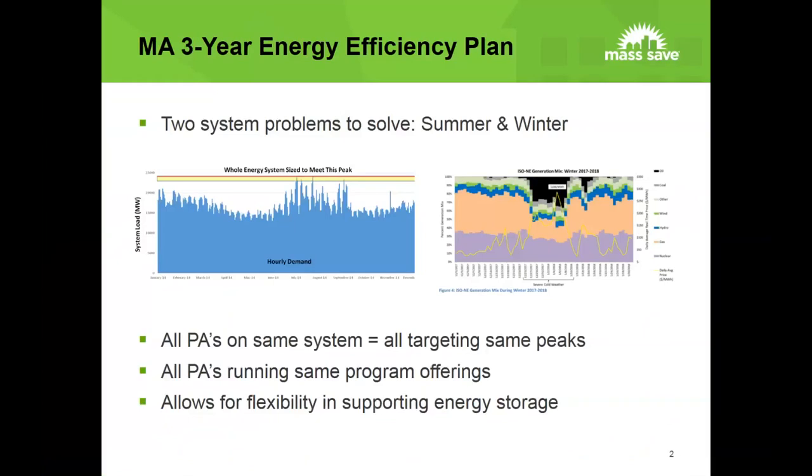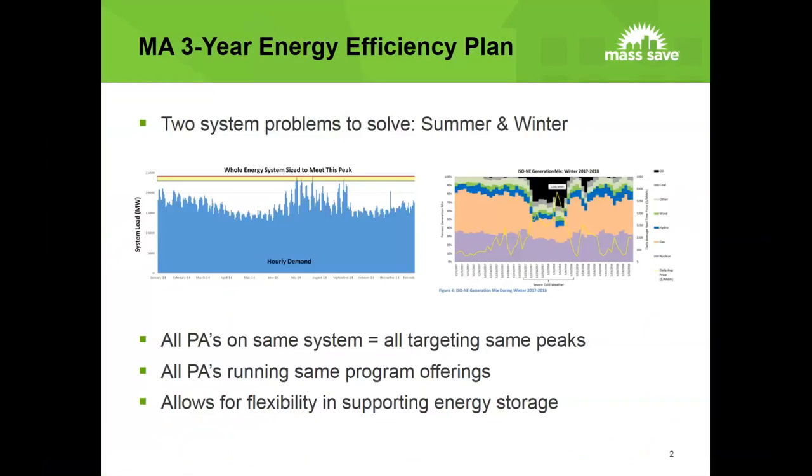So in this last 3-year efficiency plan, we were given 2 system-wide problems to try to address. The first one is the summer peak problem, and Patrick did a great job of illustrating a few of those issues. A small number of hours accounts for a very, very large portion of the capacity. So that's our summer problem.